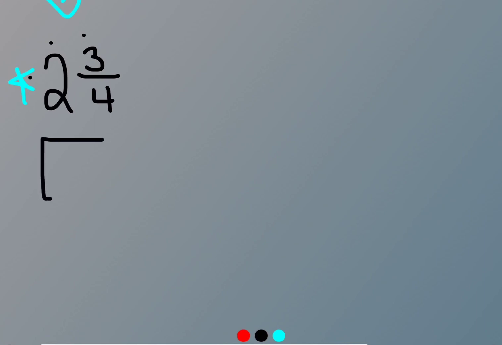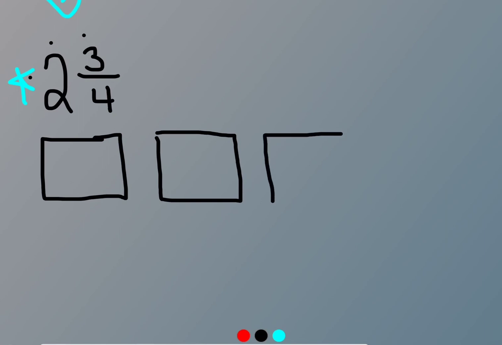So how would you work it out? If you were to set this up with a visual, you would draw three visuals to then break up. Why would I need three visuals? Because I have two wholes that I'm going to shade in, and I'm going to have a little bit left over for my fraction.